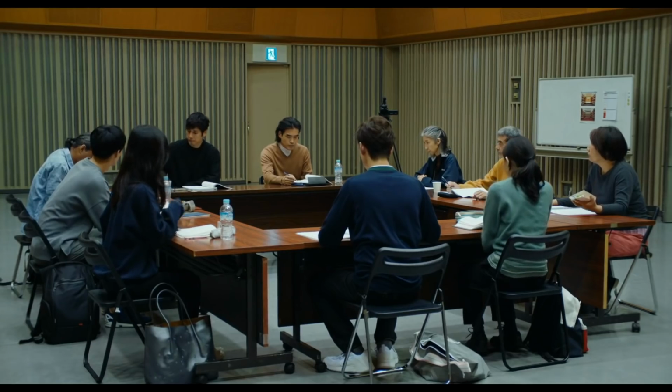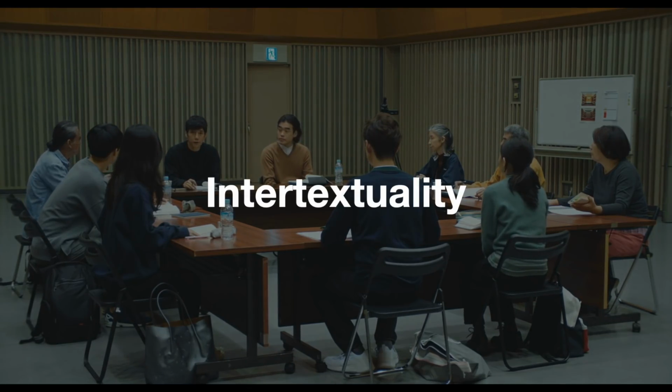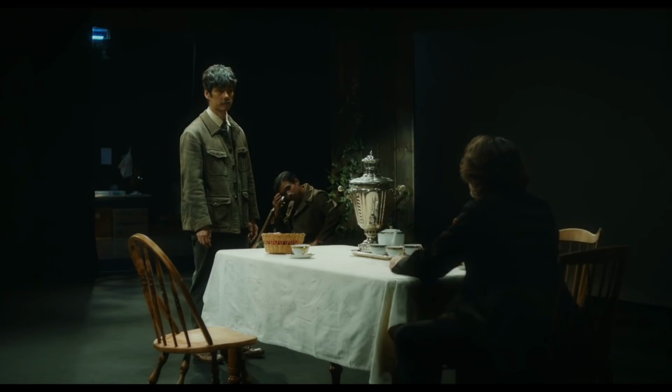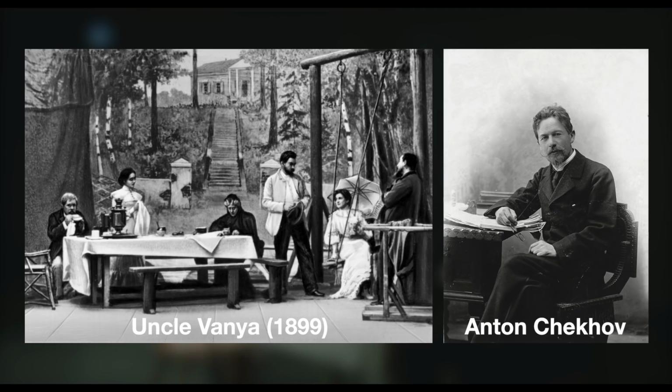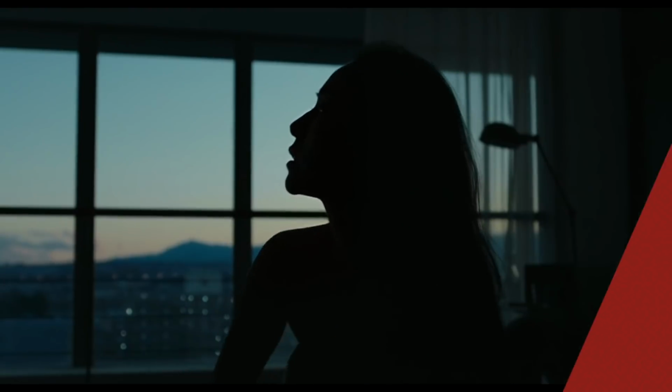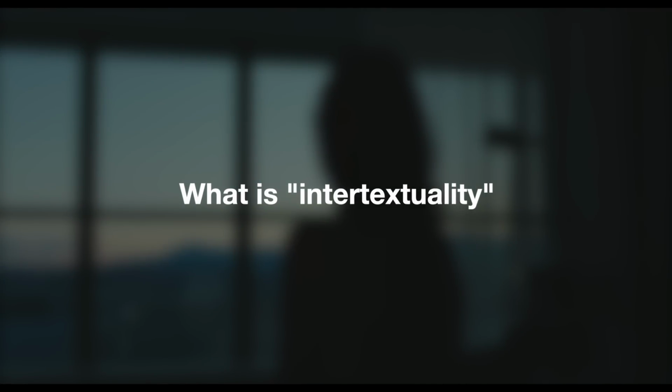For one thing, it makes extensive use of a literary device called intertextuality, shaping its story by referencing Uncle Vanya, a play written by Russian playwright Anton "The Gun" Chekhov. That's the one thing I want to talk about today: what is intertextuality, how it is utilized in the film, and what it brings to the story.